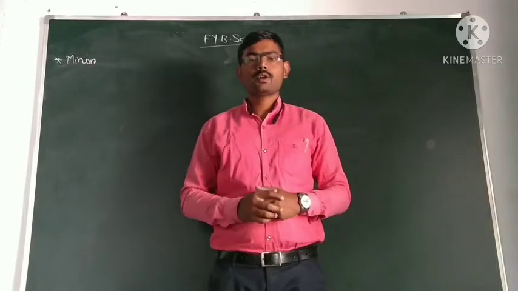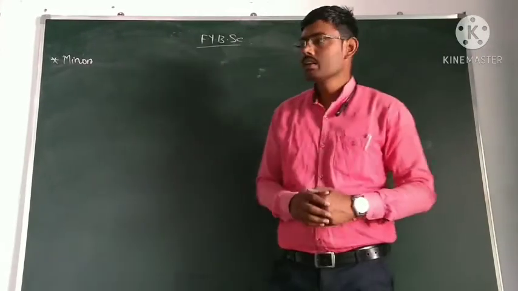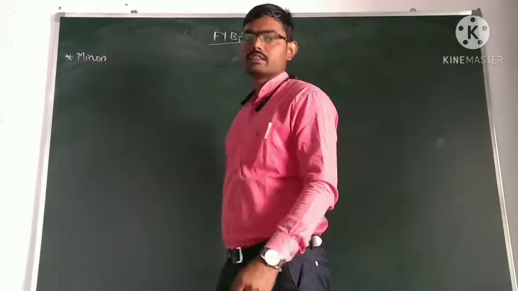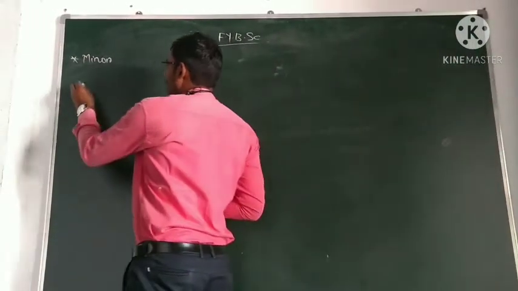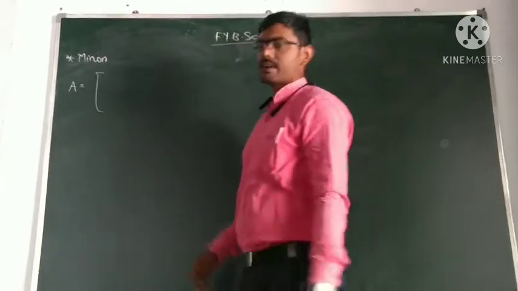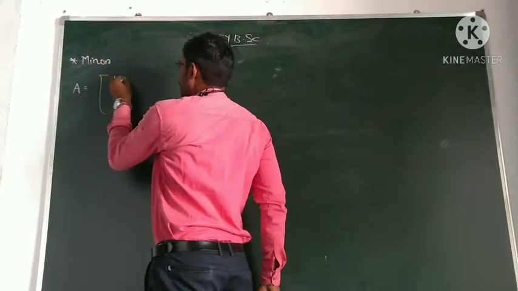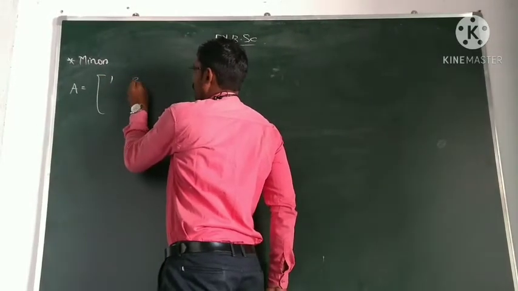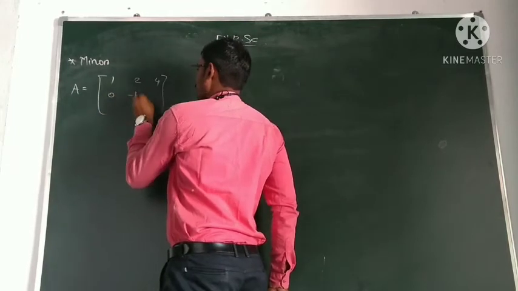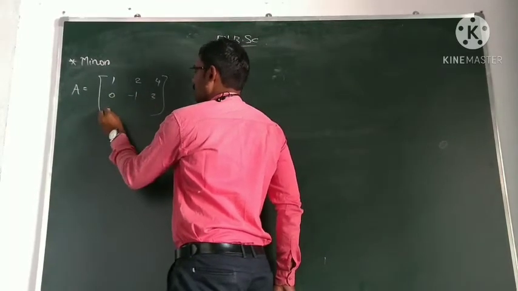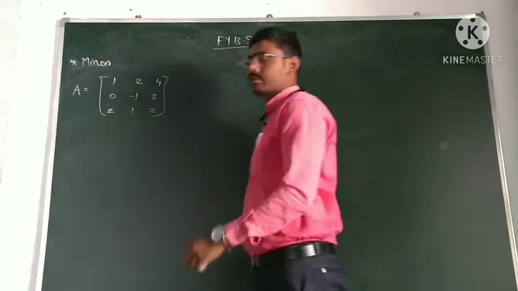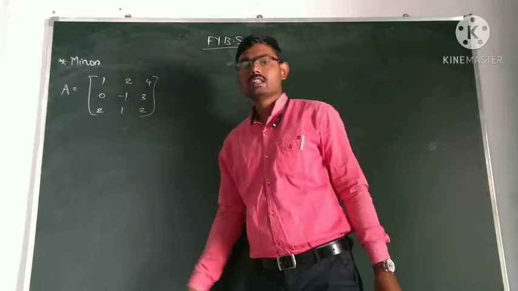The next point is minor. First I will take an example, then we will write the definition. So consider matrix A. We will take a 3 by 3 matrix with arbitrary elements: 1, 2, 4, 0, -1, 3, 2, 1 and 2. So this is the 3 by 3 matrix.